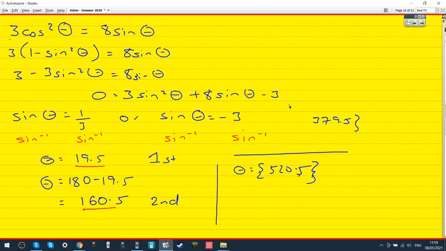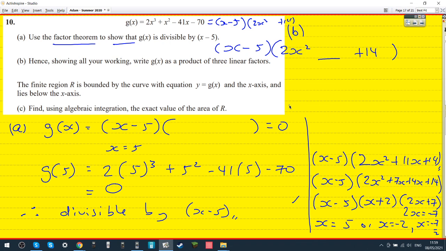Then this one, the heartbreaker. cos squared is changed to 1 minus sine squared, or sine squared changed to 1 minus cos squared. And it's a quadratic. And then this one, calculator, work in reverse.